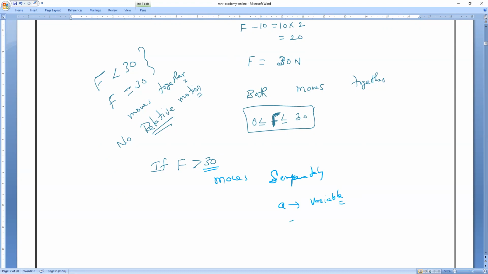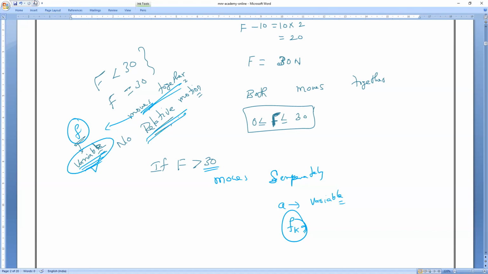By that time, is it static friction or kinetic friction? Kinetic friction. But when both move together, it is static friction. Static friction is variable. If they move together, the friction between them is static friction, so there is no relative motion. So the frictional force is always variable. Static friction remains variable. Am I right or wrong?